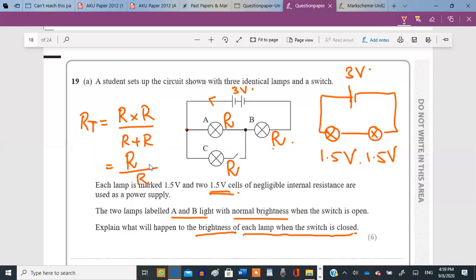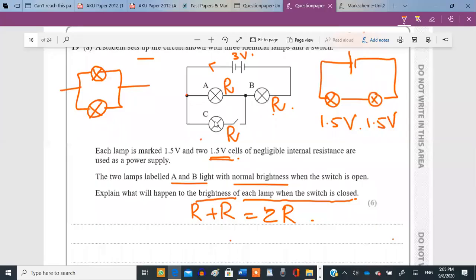Oh, 1.5 into 1. Wait. No. You don't have the resistance value. Just give me in terms of R. R times R is R squared now. It's R squared, right? And R plus R is 2R. So this is your total resistance. The R and the R squared will cancel out, and the effective resistance turns out to be R upon 2.